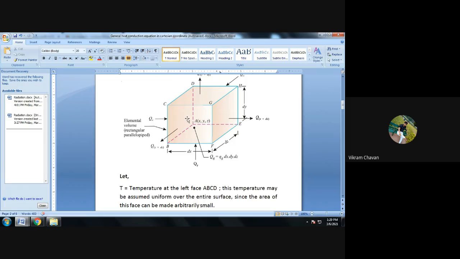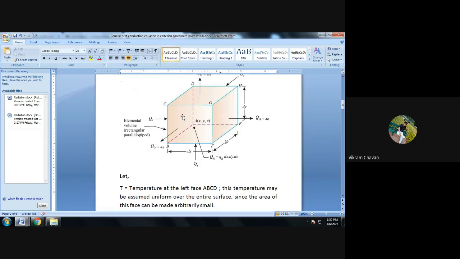Now we have considered that this face is maintained at T degree Celsius temperature, but heat is flowing from this face to this face in the x direction, because we are showing the heat flow symbol. In this direction, Q suffix x amount of heat is entering through this particular face inside the parallelepiped element by conduction, and it is leaving from the other side face. So the heat flow direction in the x direction is this one.